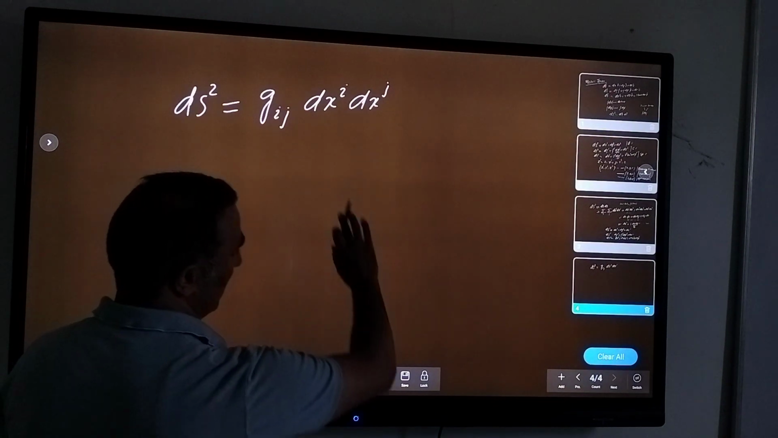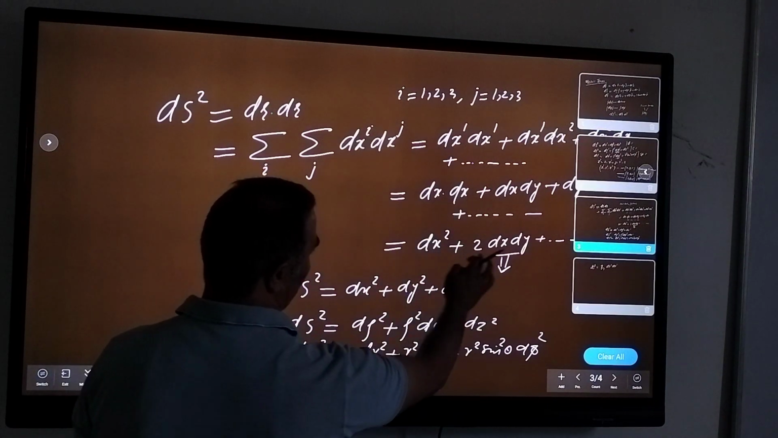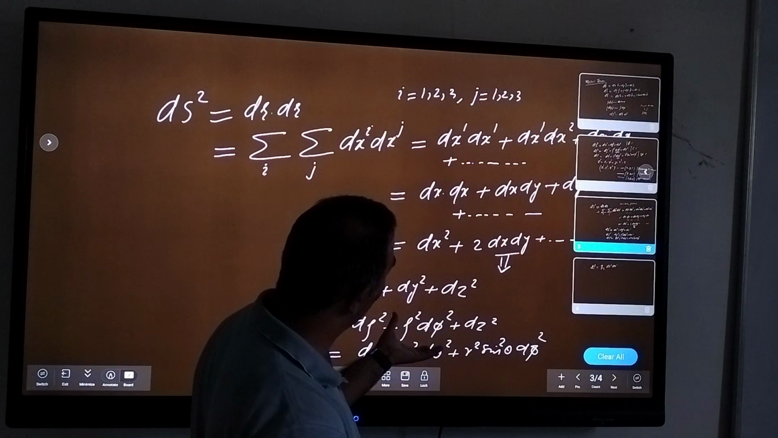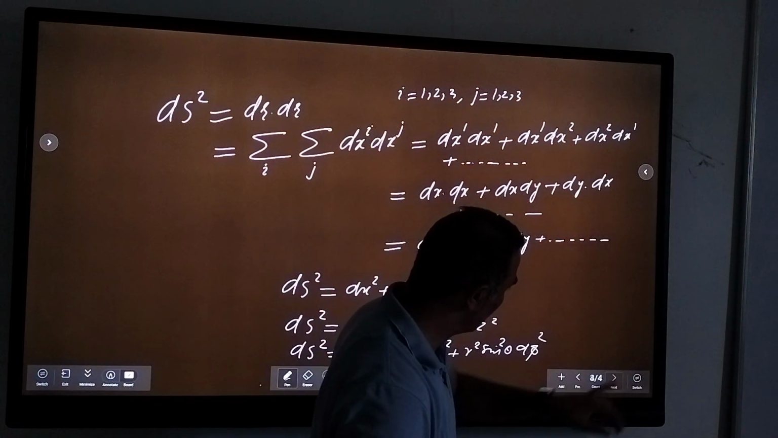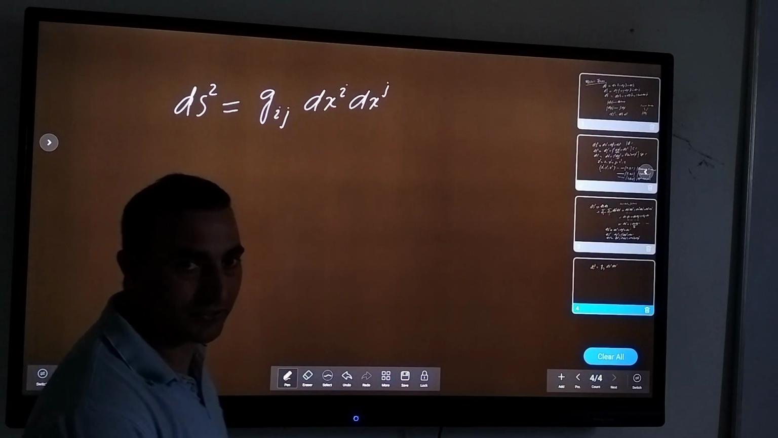Now if I expand this, when I expanded it earlier, I was getting some cross terms, so I am not getting these results. So that means I am now writing in a new fashion. That is what I wrote here: ds square is g of ij dxi dxj.